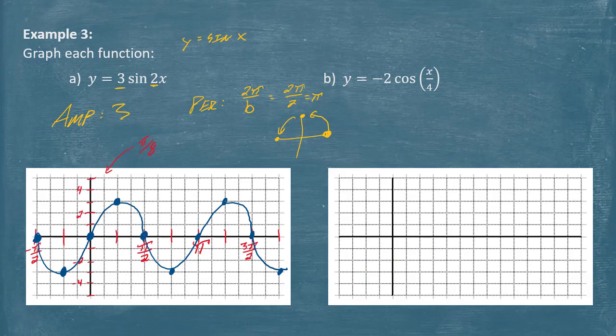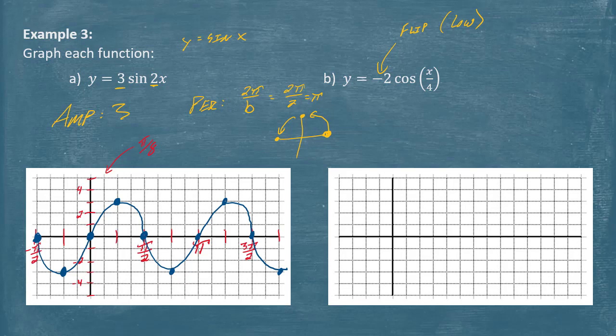Now if we go ahead and look at the second example here, hopefully this is coming together. I do have a negative, so that basically means it's going to flip it upside down. Cosine normally should start at a high point, so that tells me I'm actually going to start at a low point. So take mental note that the first point we're going to plot is a low point, and then from a low point the only thing I could do is go back to a midline or a 0 in this case.